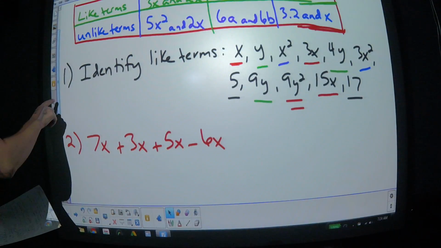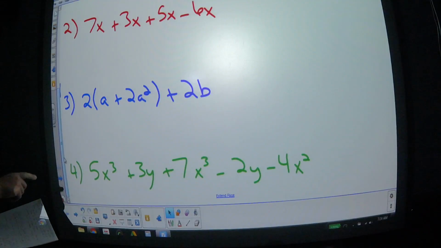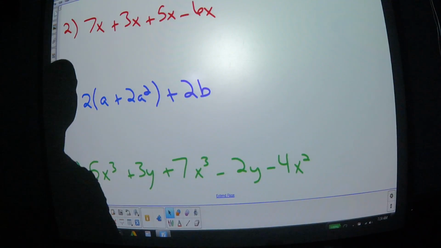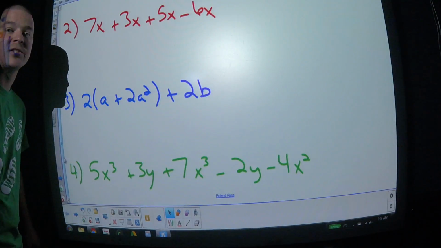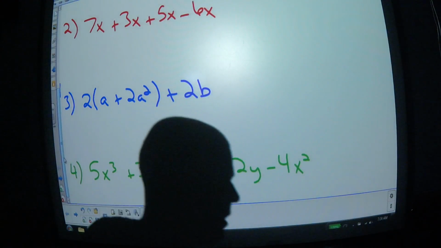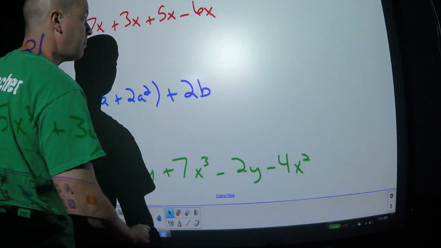All right? So in gathering like terms, looking at number 2, you have got to do the operation. As long as they're the same like term, you can do the operation and go ahead and condense this or simplify it.